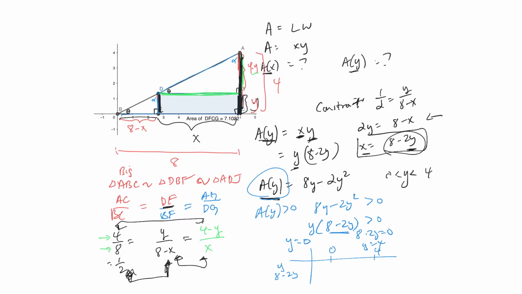I'll use a darker color. And then for here, you do all your signs. Ideally, I want everything to be positive. So if I put, for example, negative, positive, that'll be a negative, which I don't want. If I put, for example, 1, I get a positive and a positive, positive, which I do want, yes. But if I choose a number that's bigger than 4, like 5, I get a positive and a negative, negative, which I don't want. So I know my restrictions are between 0 and 4.